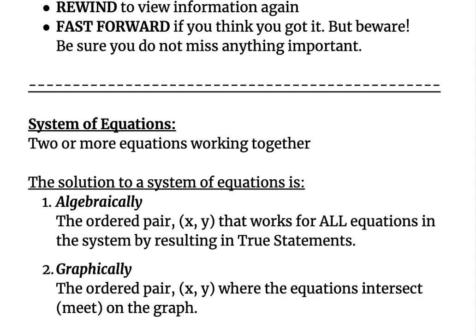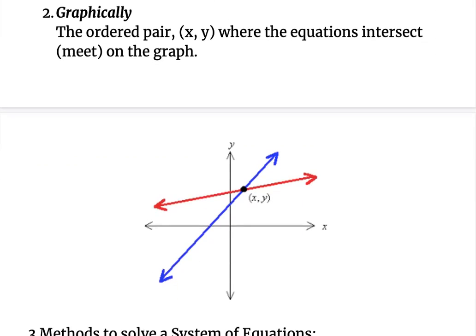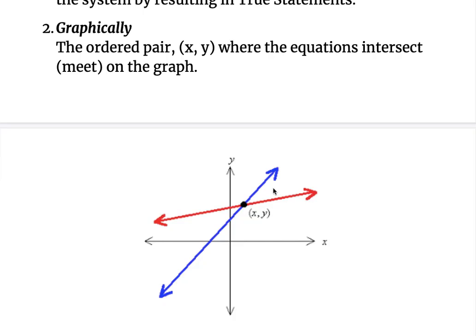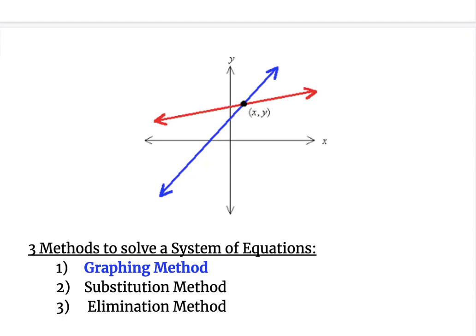And graphically, it's going to be the ordered pair, or the point, where the equations will intersect or meet on the graph. So today we're talking more about the graphing method. And here's an example of what that's going to look like. If you have a blue linear equation line meeting with the red linear equation line at the point xy, then that point xy is your actual solution. Make sure you jot this down.